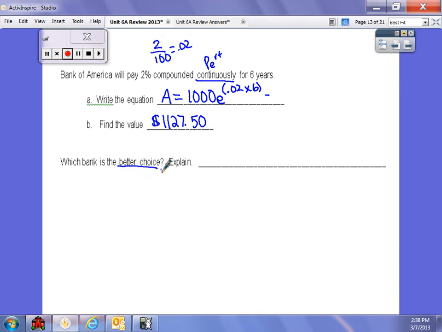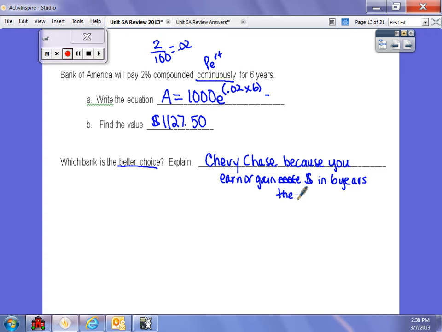So which bank is the better choice? Well, better choice means more money, so that must be Chevy Chase. And that's because you gain the most money in 6 years. Okay, so you do have to explain yourself on the test.